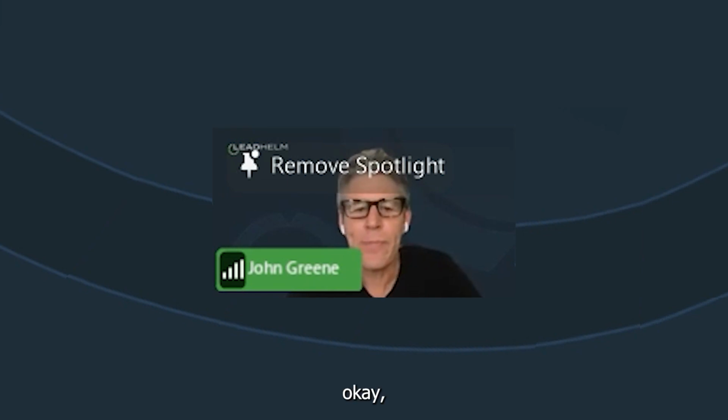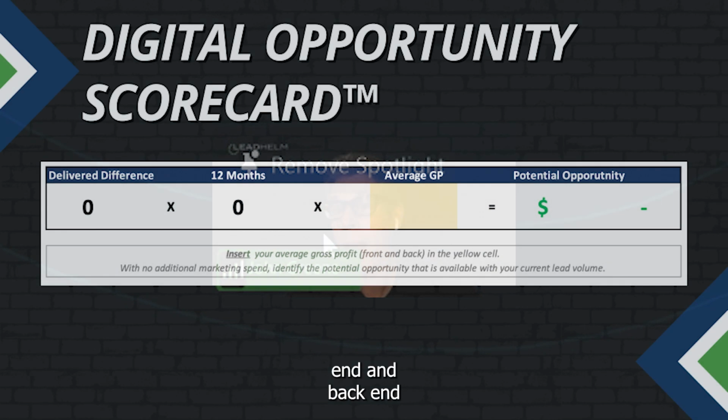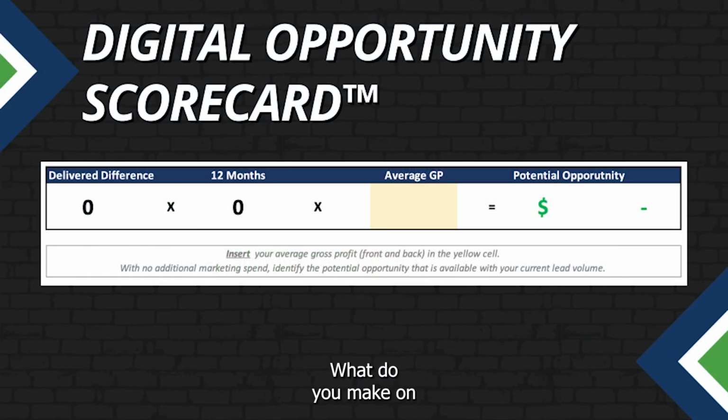Okay. So now you've got a difference number, right? 10 units. The next number I need you to really think about here is average gross profit. So front end and back end combined, right? What do we make on average on the vehicle themselves? And what do we make in F&I? Plug it in, right? We've got different segments of business for this number, right? I know some marine dealers that this is a really, really, really huge number. Okay. Which is great. Plug in what you have there.